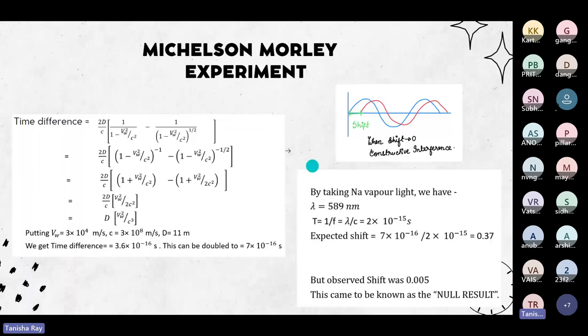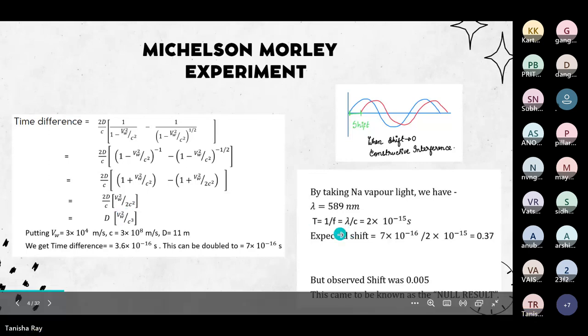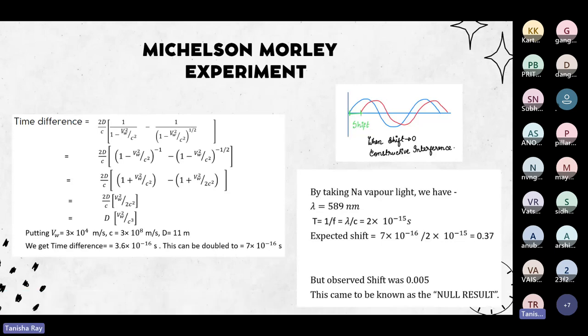And the experiment was indicating that the ether wind should not exist. This V_W should essentially be zero because the shift came almost near to zero. And this result famously came to be known as the null result. Now, this V_W can be zero in two possible cases. One is that there is no ether medium itself.